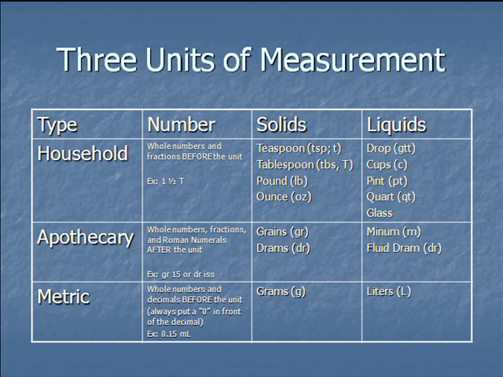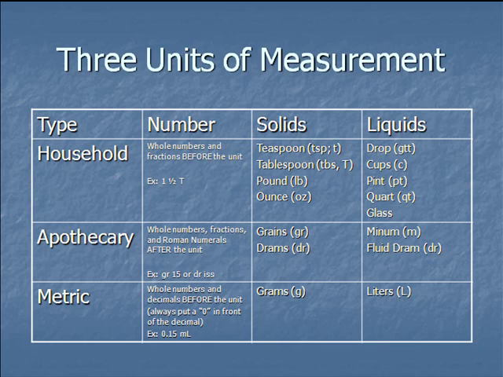The apothecary system is an older system. The apothecary system is an approximation, and we use whole numbers, fractions, and Roman numerals. You are not allowed to leave the apothecary system in decimal form. With the apothecary system, the numeric value comes after the unit. An example would be grain 15 or dram 1½.